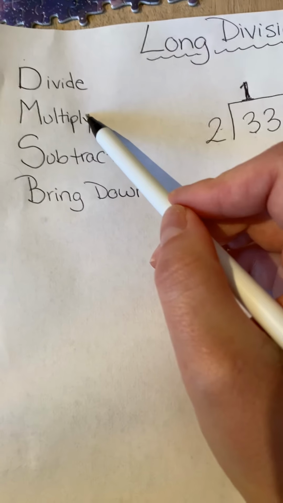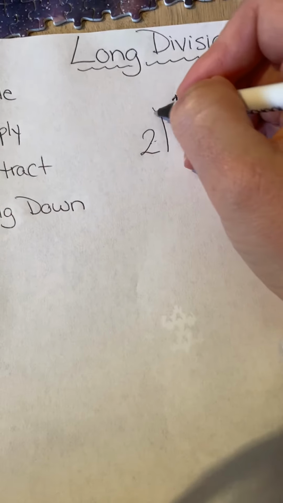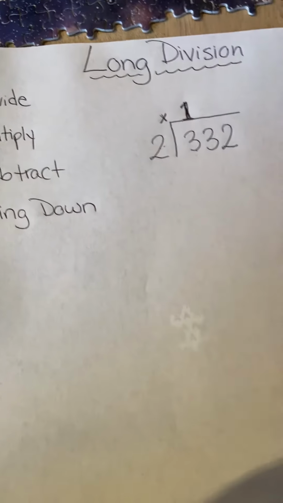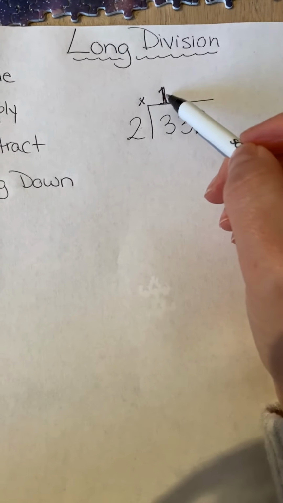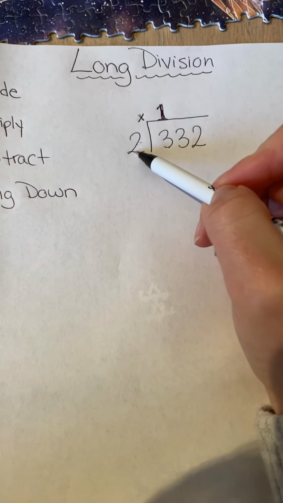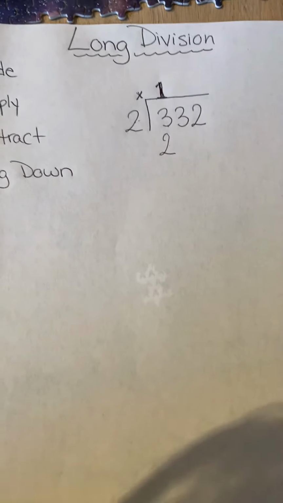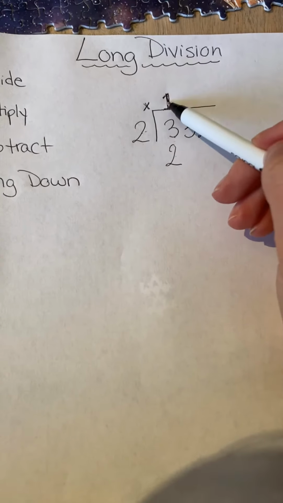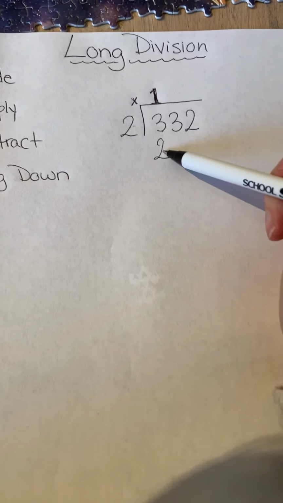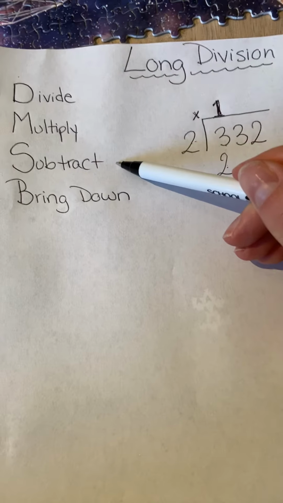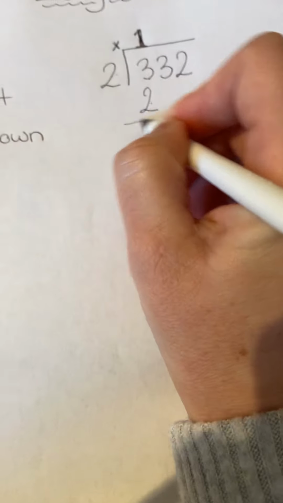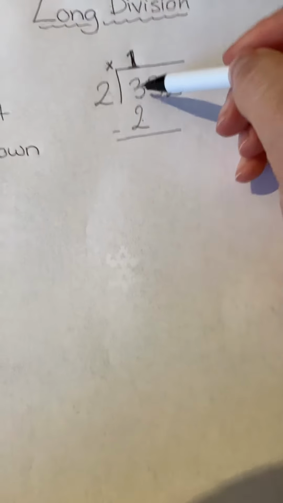Next, I'm going to multiply, and I can put a little multiplication symbol right here to remind me. So now I'm going to multiply 1 times 2 equals 2. Makes like a little triangle. 1 times 2 is 2. Next, I'm going to subtract. So I have my place values lined up, and I subtract. 3 minus 2 is 1.